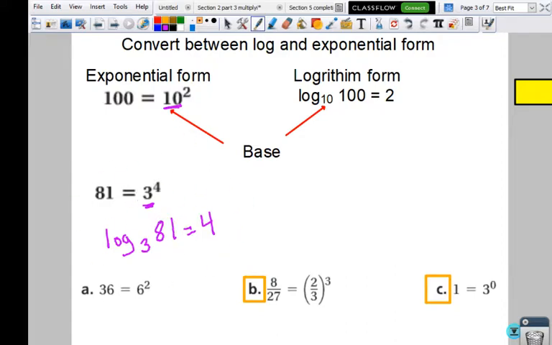This is logarithmic form, which we can plug into our calculators. We can plug that straight into Desmos, which I'll show you how to do later. Well, in this circumstance, yes.